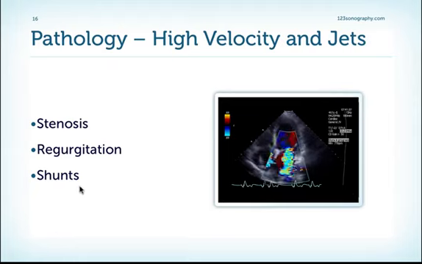And we also find jets, of course, if we have shunts, ventricular shunts, VSDs, but also a patent ductus and many other forms of shunts. The exception again, the atrial septal defect, which has a low velocity.